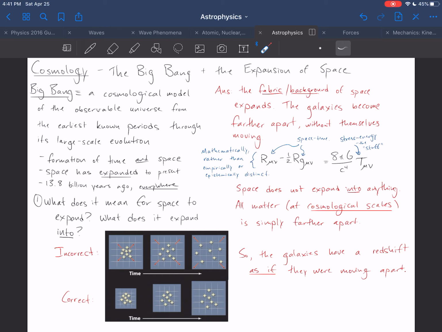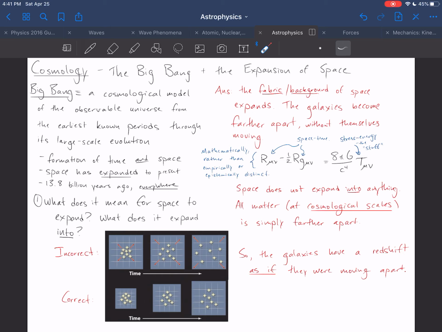Now notice the balloon itself is expanding in the third dimension, but here the matter in the space of 3 dimensions is not itself expanding into anything. Everything is just getting farther and farther apart. And so the galaxies have a redshift as if they were moving apart, even if they were not.